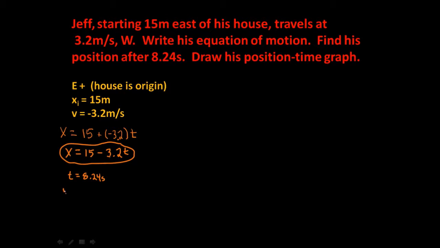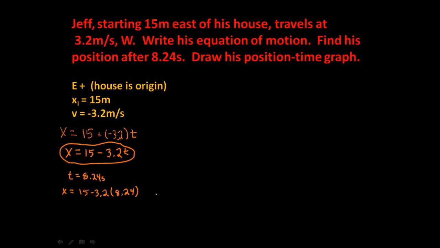If I write x equals 15 minus 3.2, but instead of writing t, we replace t with its value, 8.24, other than a little algebra simplification, we're done.